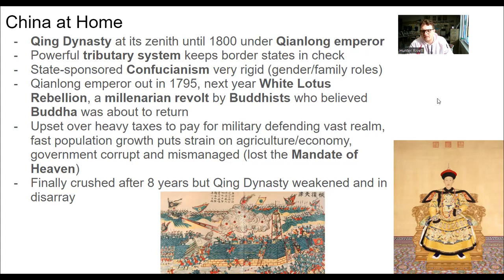Now, the White Lotus Rebellion is finally put down after 8 years, but it is almost like the beginning of the end for the Qing dynasty. They're weakened and in disarray after having to put down a revolt by millions of Buddhists and their followers in southern China. And so here's the Qianlong Emperor in a depiction of the White Lotus Rebellion and their taking of a fort in southern China.